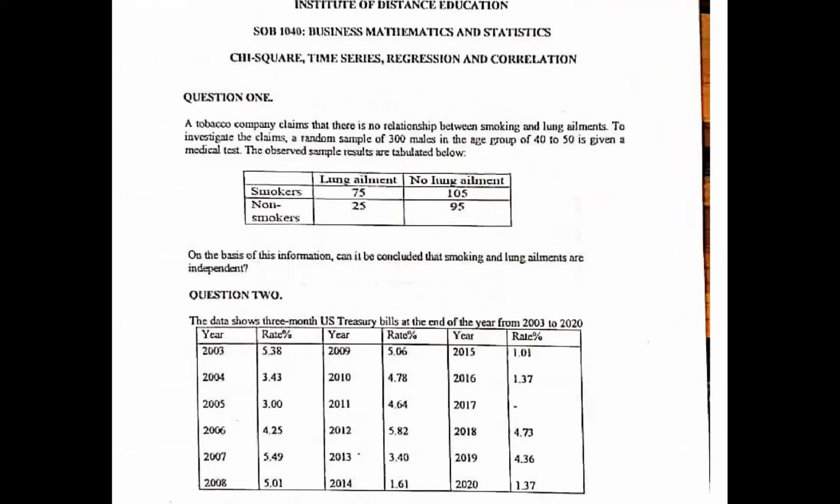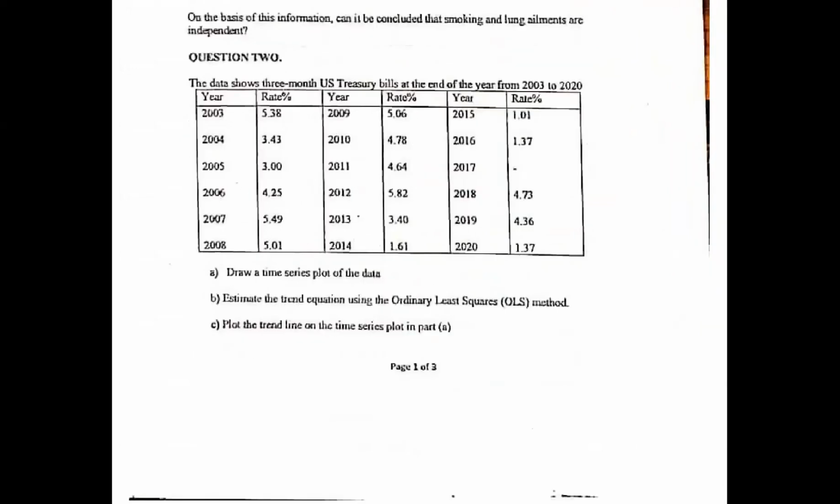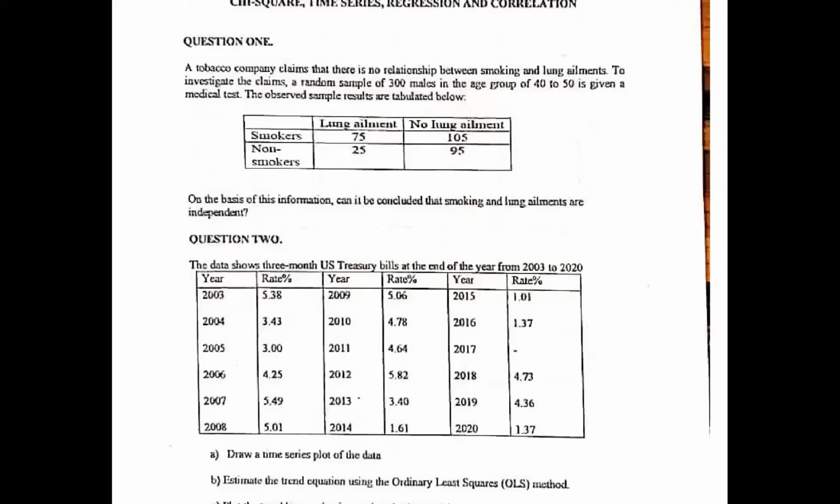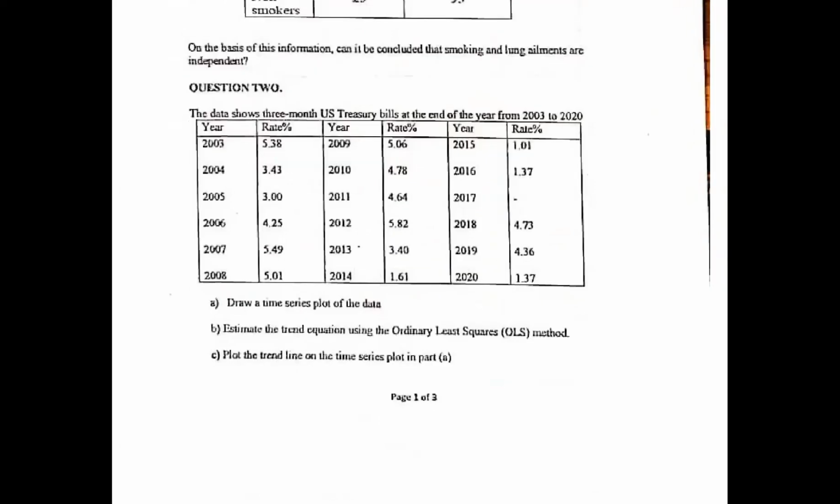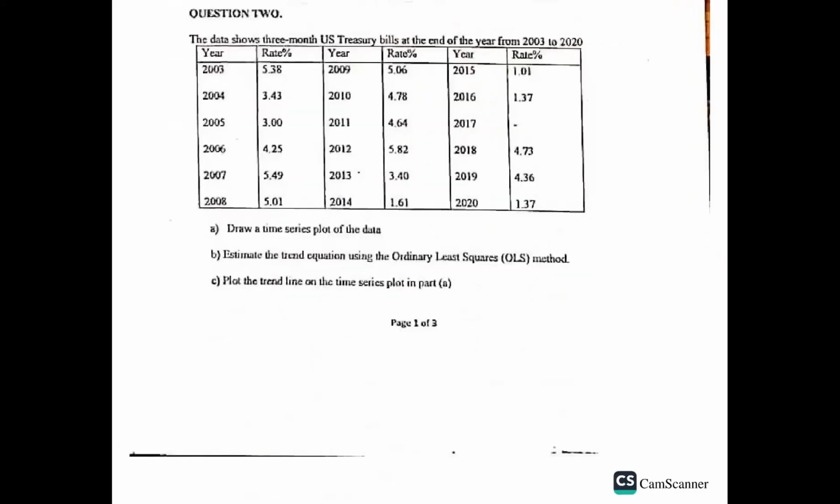Then the value you find, you look for it in the chart and look for the critical value. If you find that your Z value falls in the rejection region, that means you reject the null hypothesis.